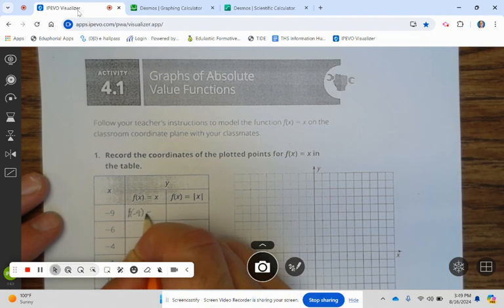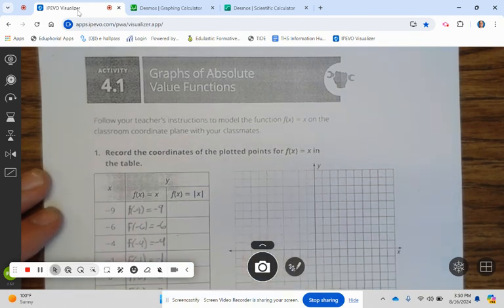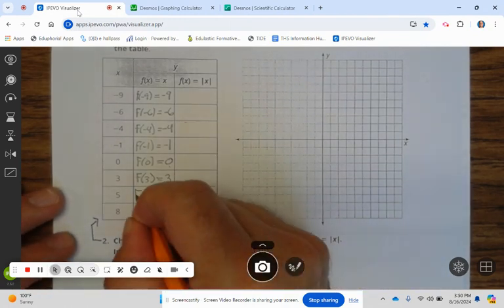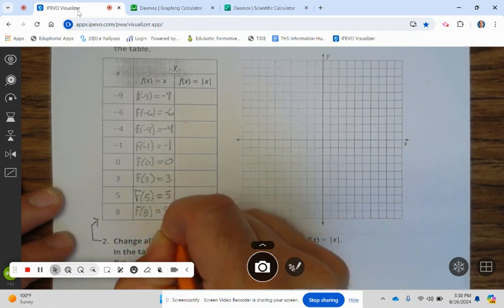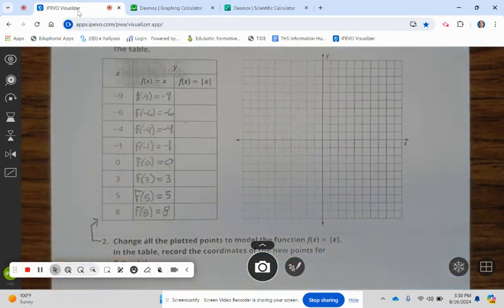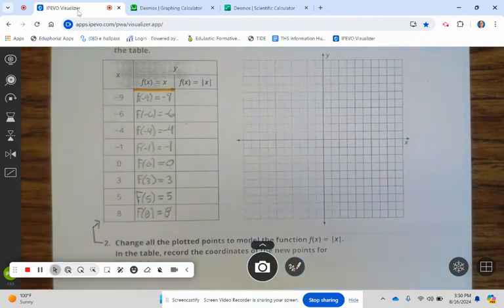f of negative 9 equals negative 9, f of negative 6 equals negative 6, f of negative 4 equals negative 4, f of negative 1 equals negative 1, f of 0 equals 0, f of 3 equals 3, f of 5 equals 5, and f of 8 equals 8. And since we're graphing points, we don't need Desmos, so we just use whatever color we want, so let's graph that in yellow.